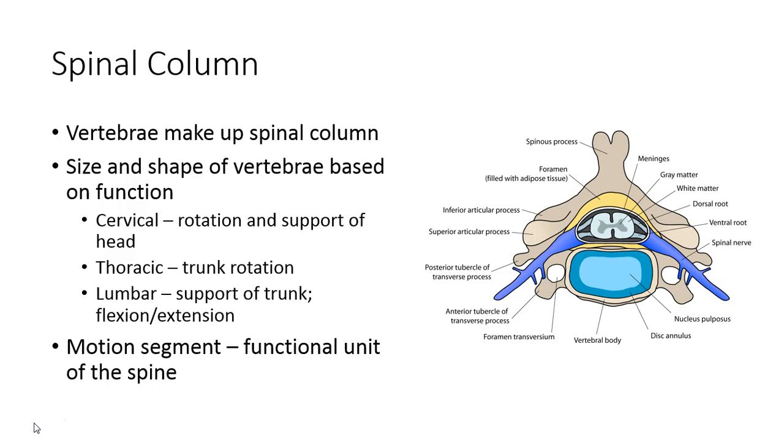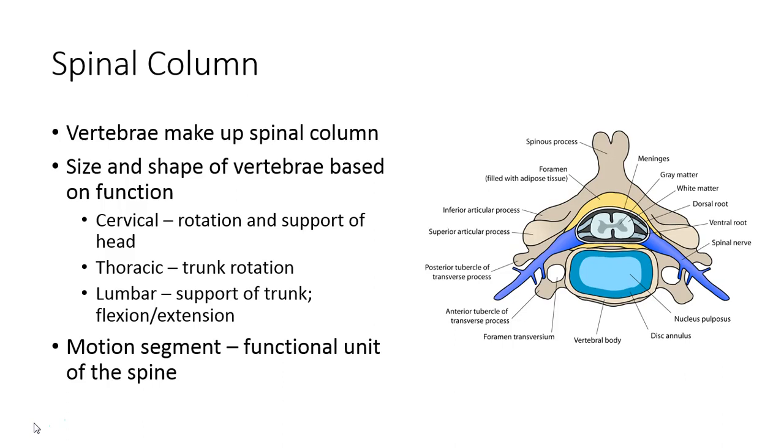So if you look in this picture over here, you can see that there's a spinous process, there's a vertebral body, which is similar, a transverse foramen, an anterior tubercle of the transverse process. You can see where the spinal nerves come out and where there's gray matter and white matter, and the dorsal and ventral root, which control the sensory and motor nerves respectively.